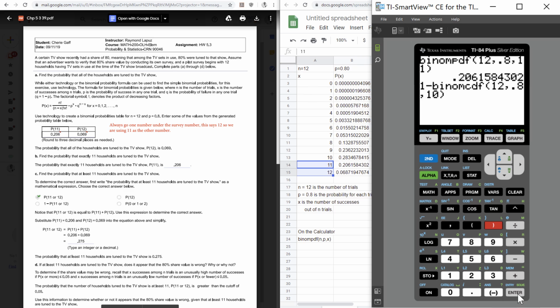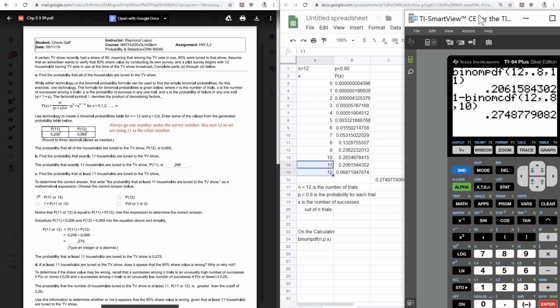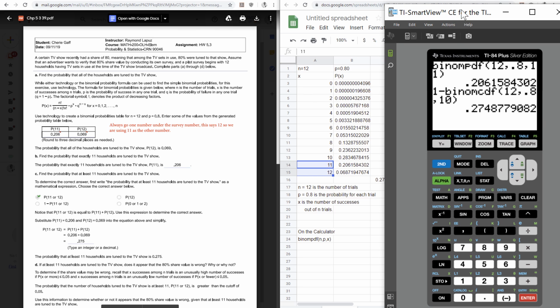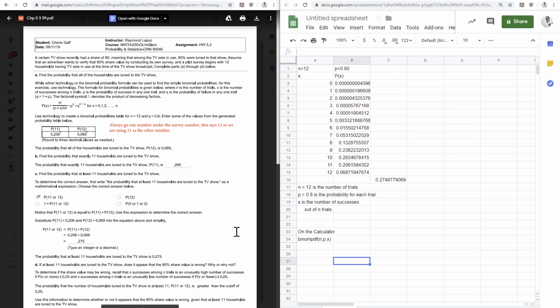If I close the parentheses and hit enter, I'm going to get the same value that I got, 0.2748, and that's the answer that you got over here. So, okay, I hope that helps. Good luck.